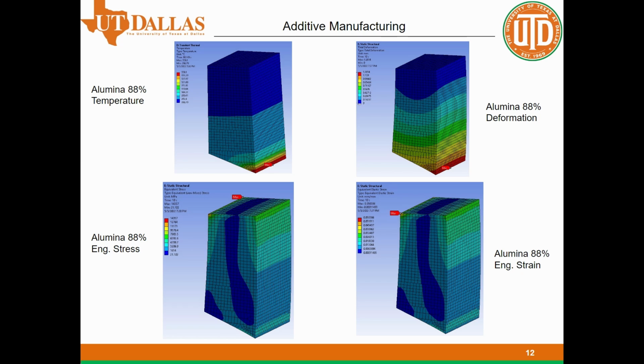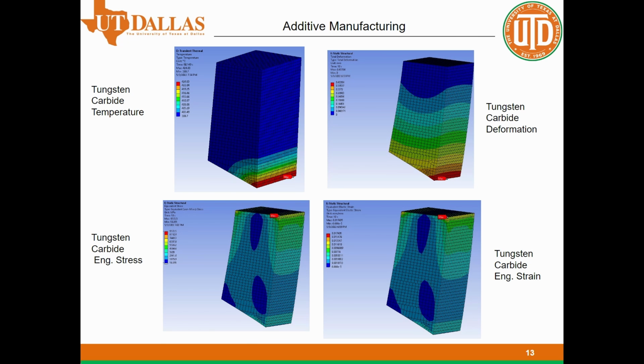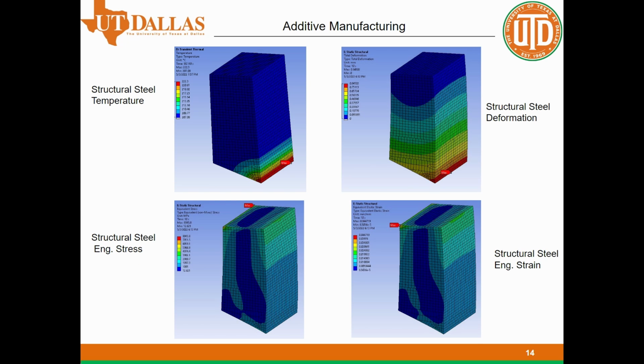For fun, we have gone ahead and simulated the remaining cutting tool materials to see the differences in behavior, but for the sake of time, I will just show you the images for now. So here are the alumina 88% results, here are the tungsten carbide results, and here are the structural steel results.